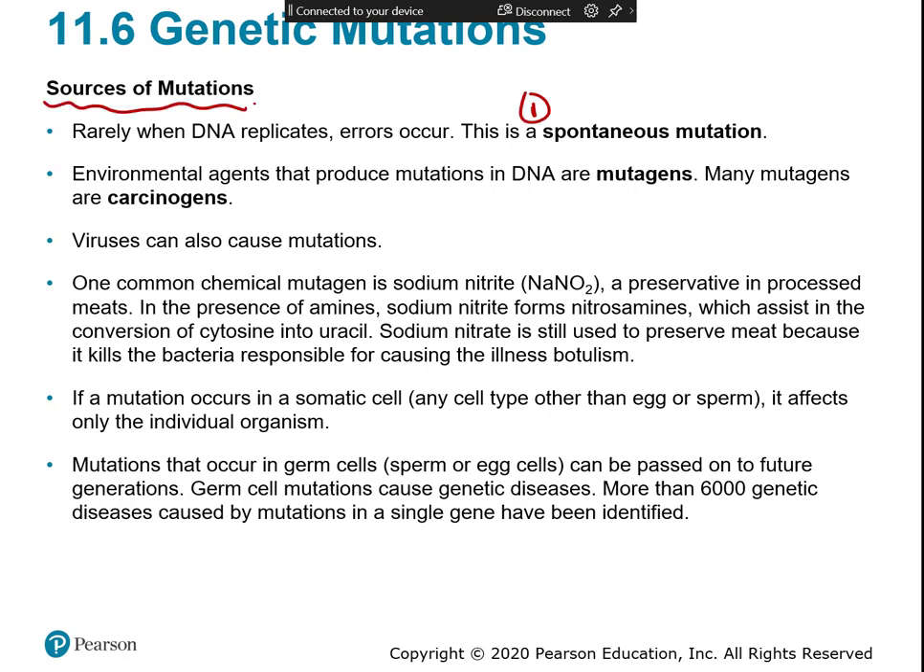So, sources or causes of mutation. Most mutations are just random. They just happen. You have to take 3 billion base pairs and copy them for your cells to divide. So if you had to copy 3 billion letters, do you think you would ever make a mistake?